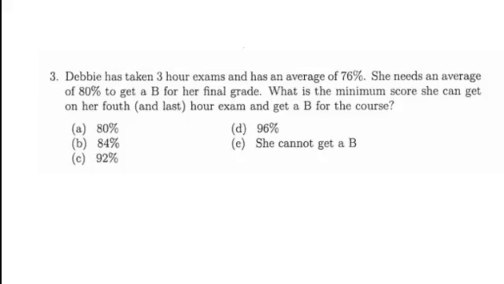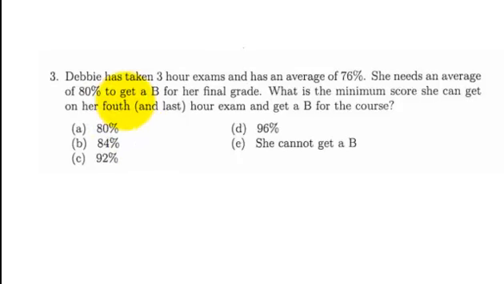Okay, let's begin number 3 of this practice final exam. Debbie has taken 3 1-hour exams and has an average of 76%. She needs an average of 80% to get a B. What is the minimum score she can get on her 4th exam and get a B in the course?